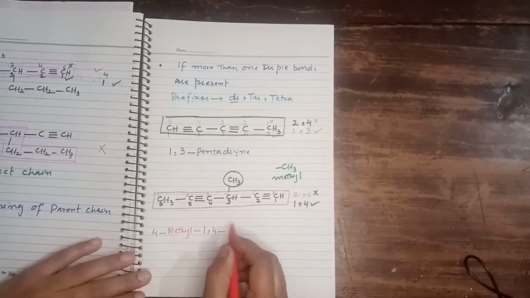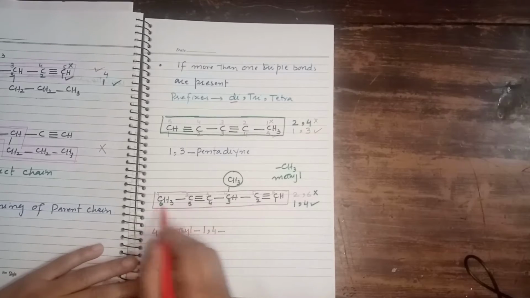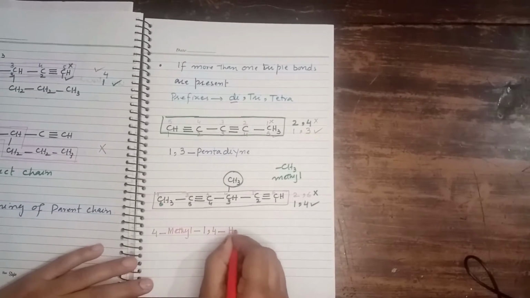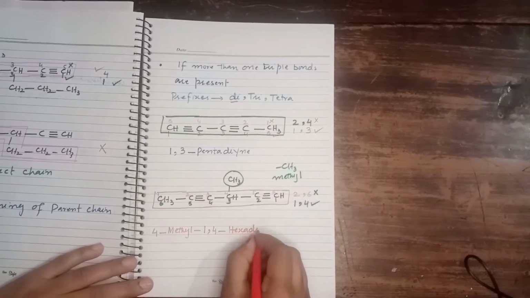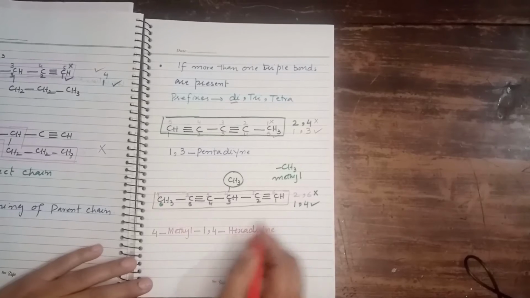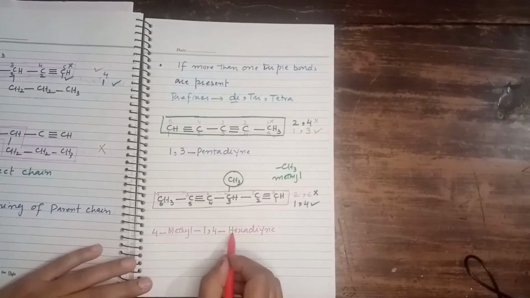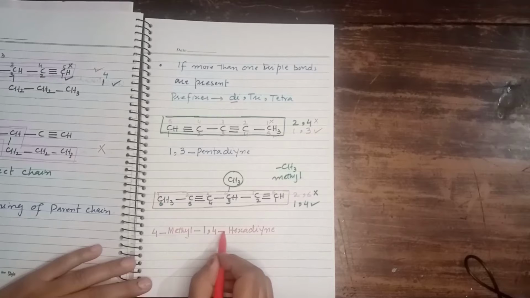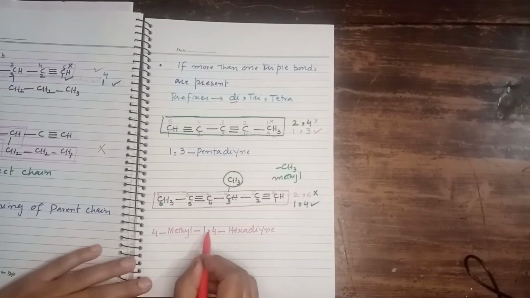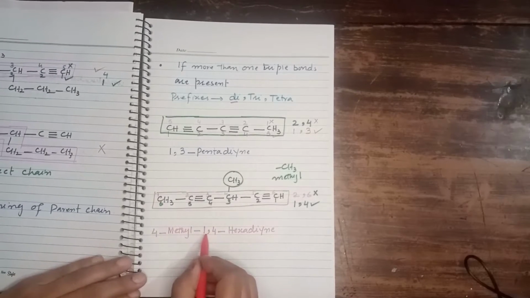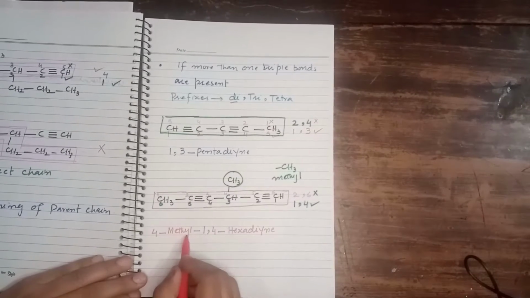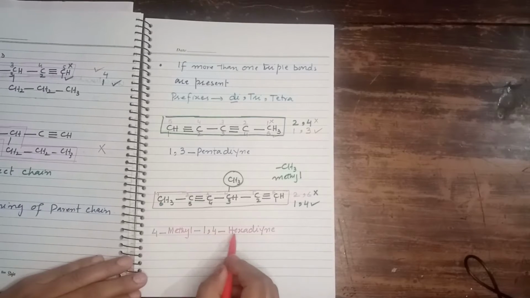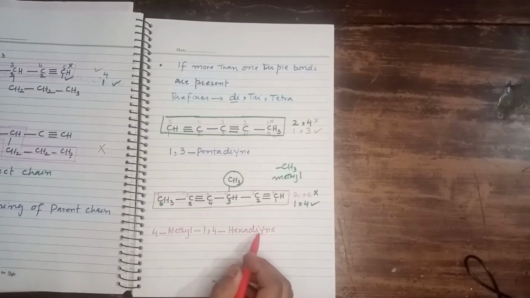Then we place hyphen. And how many carbon atoms are there? Total carbon atoms are 6, so we write hexa. Two triple bonds, diyne, right? So number and letter must be separated with the help of hyphen. Numbers and numbers must be separated with the help of commas. Right, students? So what is the IUPAC name of this molecule? 4-methyl-1,4-hexadiyne. I hope this is clear to you, students.